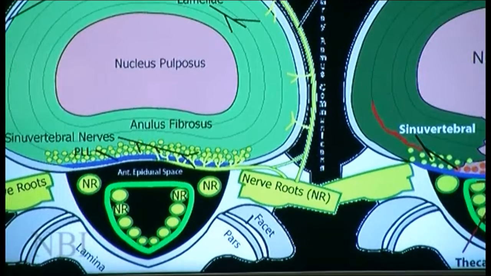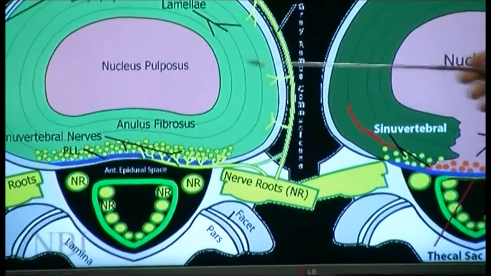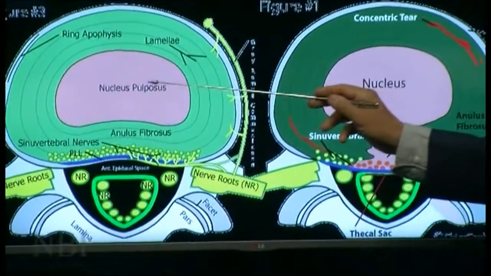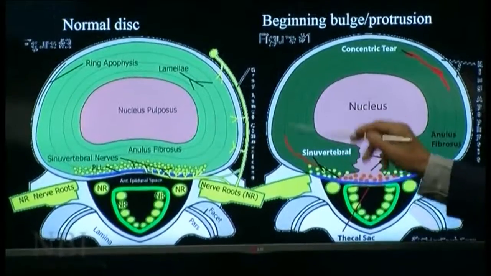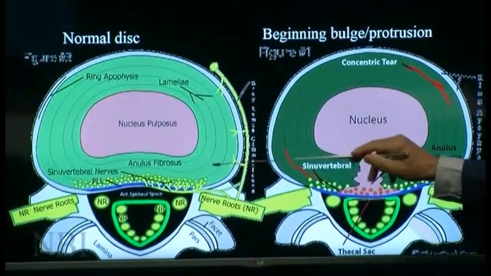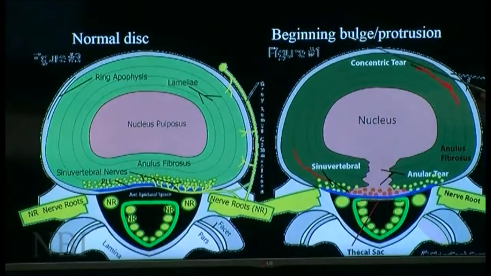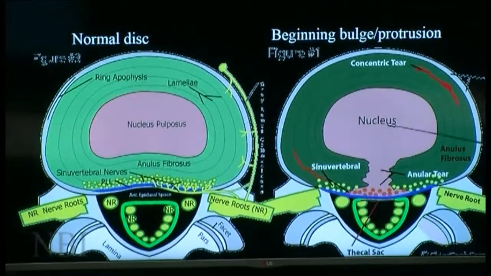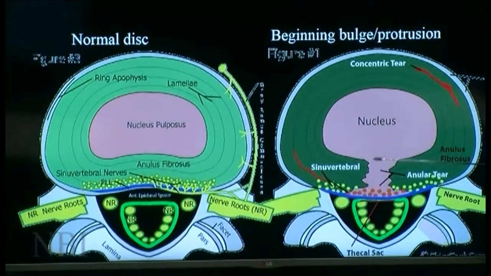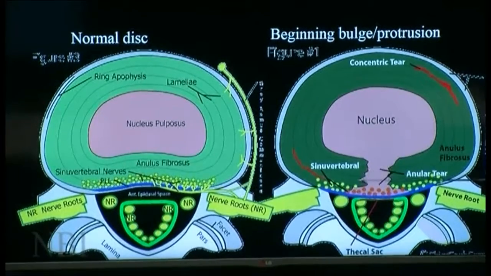So this is a better slide. You're looking down, you have your nuclear material, you have the bark of the tree. And what you're going to have over here, and I put in bulge here only because it's probably wrong, it should be a protrusion, where now the nuclear material is starting to come out through the bark of the tree, but hasn't progressed outside of the confines of the disc space.